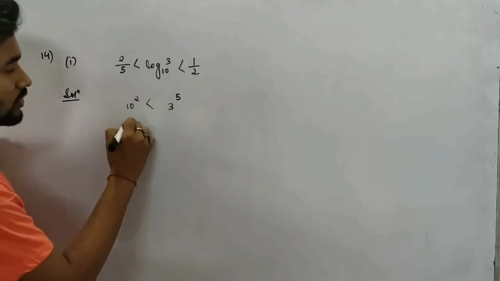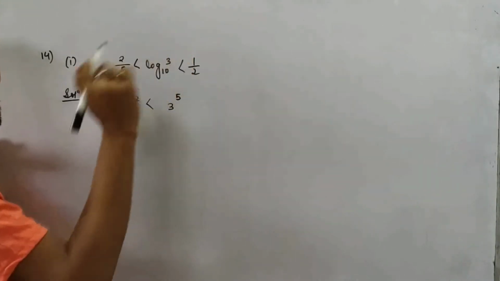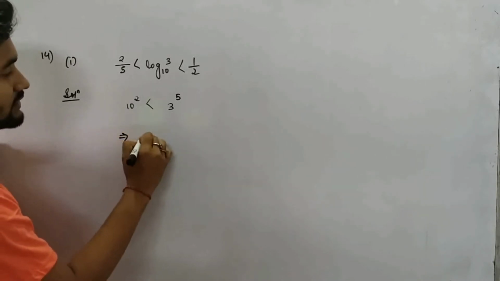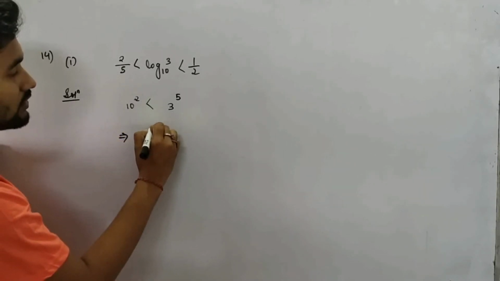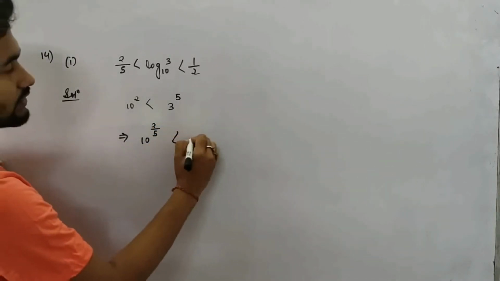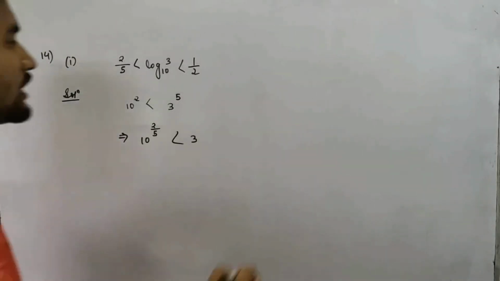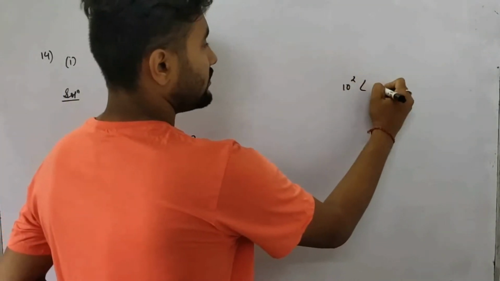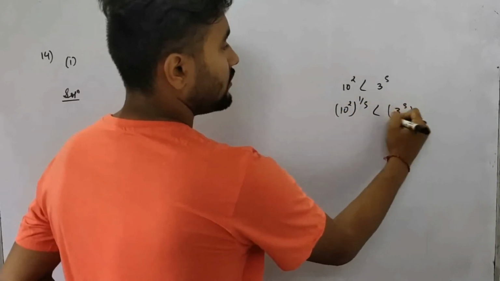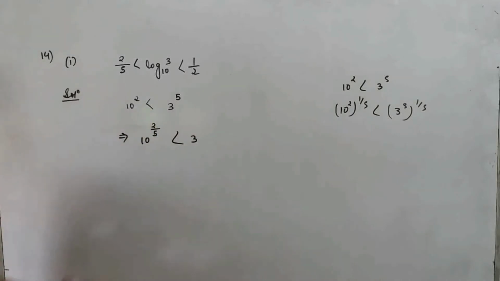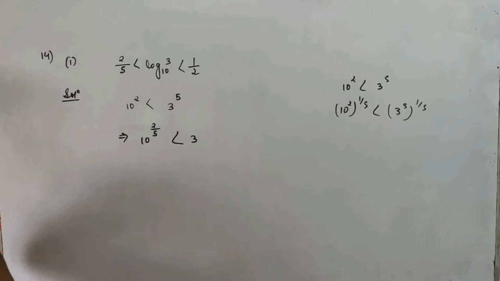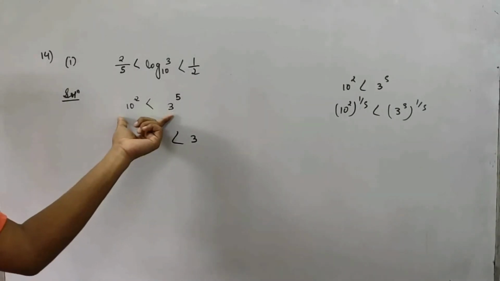So how will I do it? Just now I have done, na? Raise to the power 1 by 5, 1 by 5. So simply, how can I write it: 10 to the power 2 by 5 is less than 3. Just now I have done 10 square, 3 to the power 5, to the power 1 by 5, to the power 1 by 5. This way, then you will get over here 2 by 5. Over here 5 cancels. You will get 3. So this line you write.